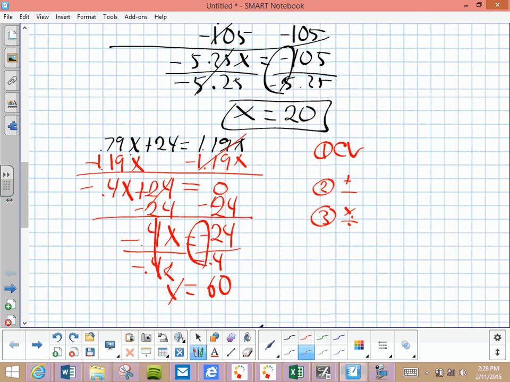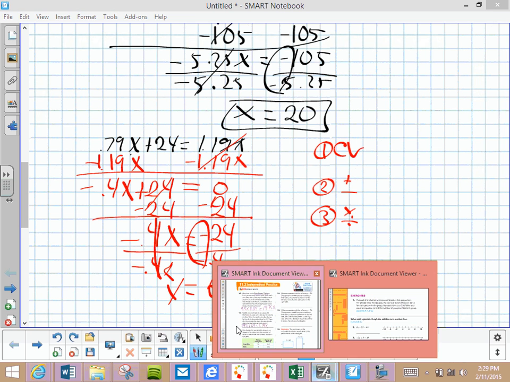We divided negative 24 by negative 0.4, not 4. So we got 60. We got positive 60 because the signs are the same. All right. Are we good so far?